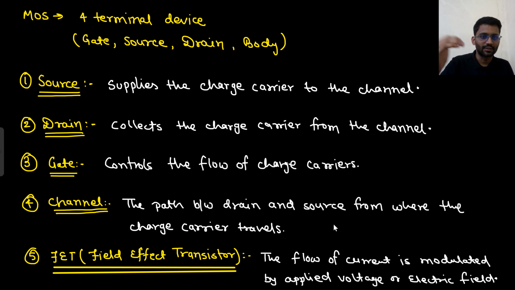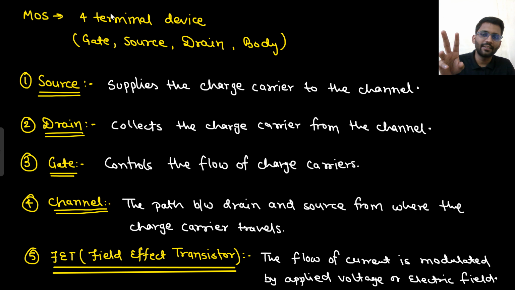So what is the source? Okay, the screen is going black. Let's wait for a second. Yeah, it's fine now. So what is source? Source supplies the charge carrier to the channel. What does drain do? Drain collects the charge carrier from the channel. And what does gate do? Gate controls the flow of charge carrier. These are the three things.